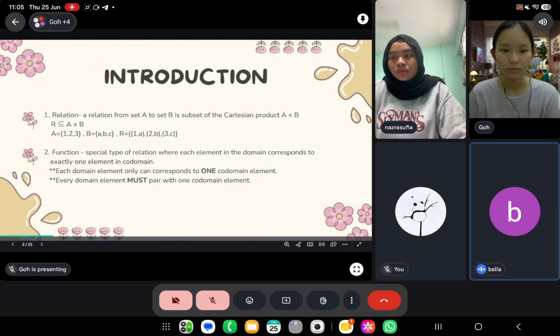A function is a special type of relation where each element in the domain corresponds to exactly one element in the codomain. This means that every element in the domain must be paired with one and only one element in the codomain.